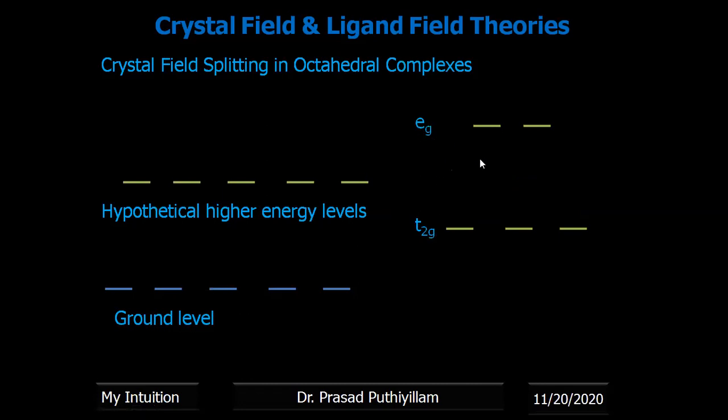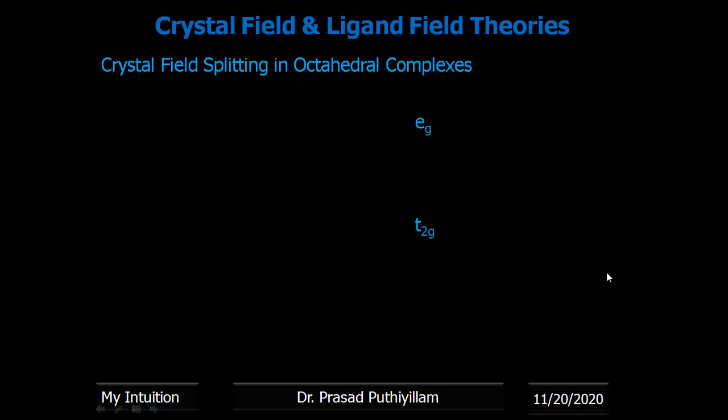Here E represents doubly degenerate. Okay, I'll write it and show you. So this is dx square-y square and dz square orbitals. These are dxy, dyz and dxz orbitals. Okay, now eg and t2g.